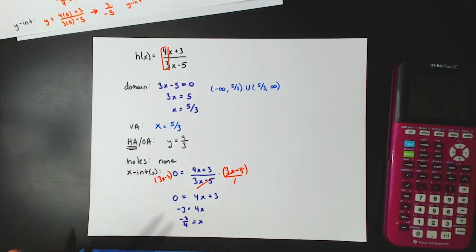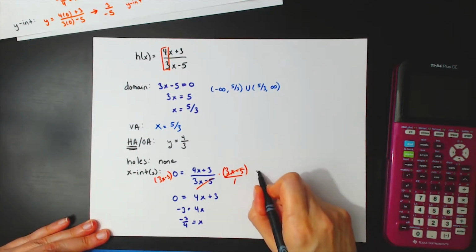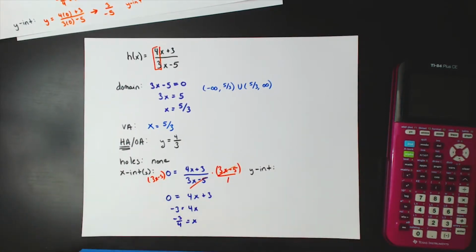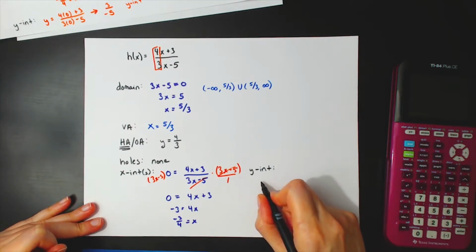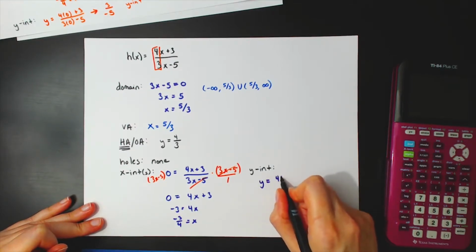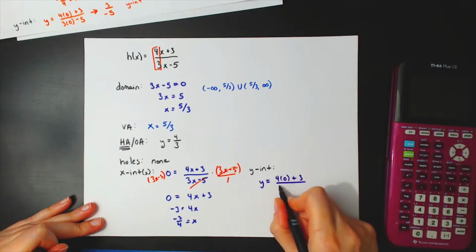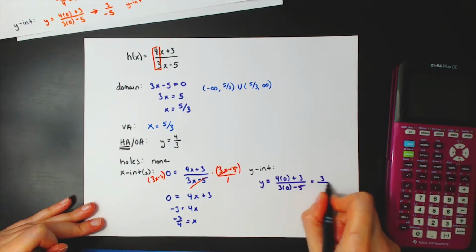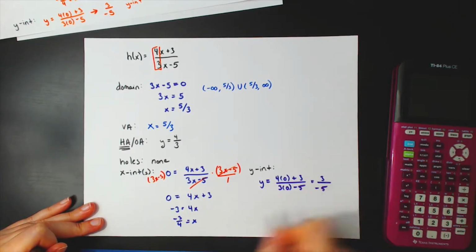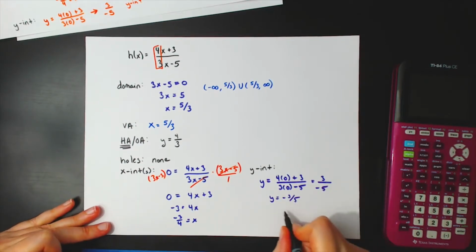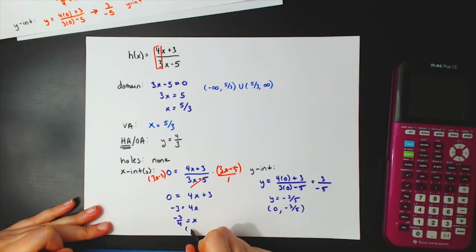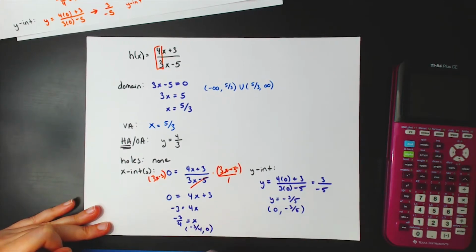Lastly, let's find y-intercepts. So for the y-intercept, we can go ahead and take every x value and plug in 0. Four times 0 plus 3 is 3. 3 times 0 minus 5 is -5. So we have a y-intercept at -3/5. Let's write both of our intercepts as points. So that would be the point 0, -3/5, and then our x-intercept would be the point -3/4, 0.